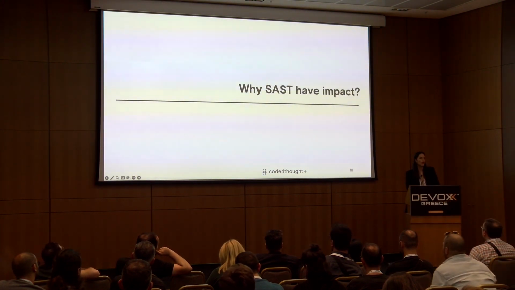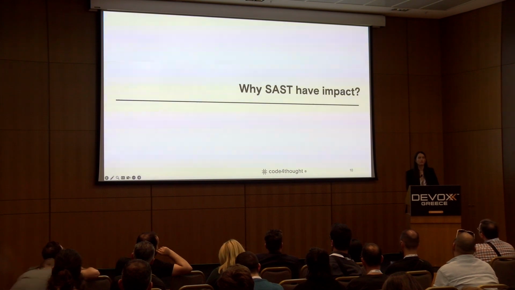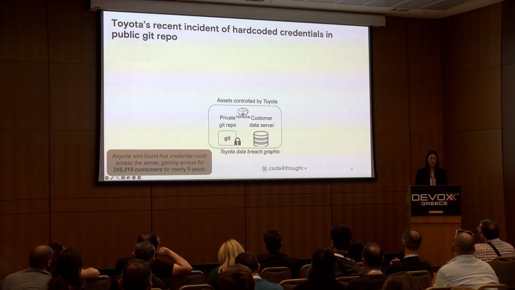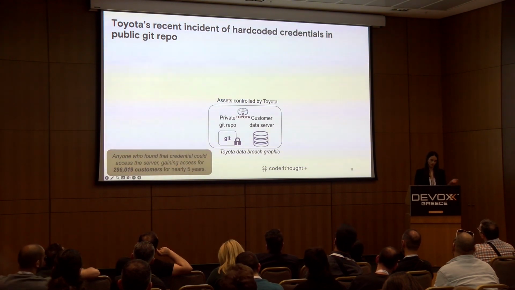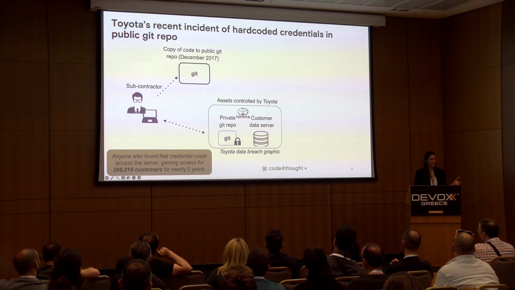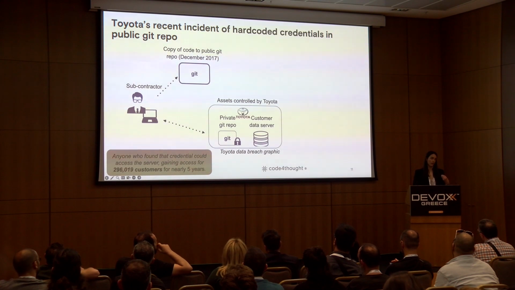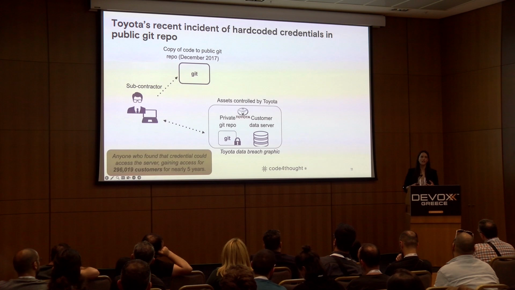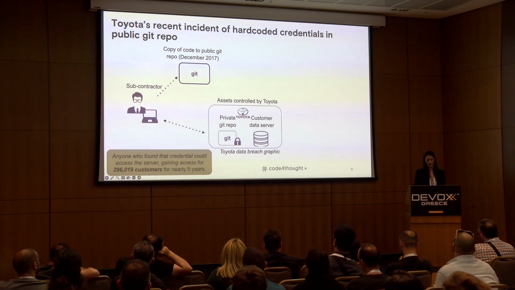But do they actually have impact? Let's see a real incident. Toyota had been developing a mobile application, and a subcontractor had published part of the source code in a public Git repo, and this contained an API key which provided access to customer data. And this was public for 5 years.